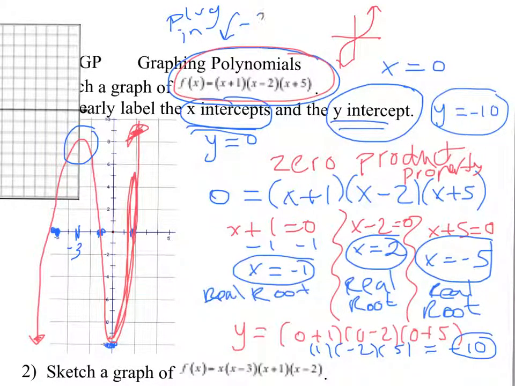equation. When I plug in -3, I would get -3 + 1, that would be -2. -3 - 2, that would be -5. And -3 + 5 would be positive 2. Multiplied all together, you would get positive 20. So this, I'll erase this right here, would actually go up to positive 20, which would be approximately here.